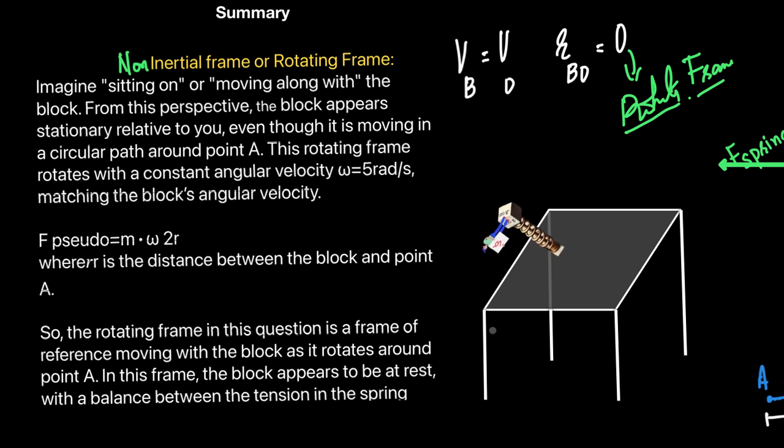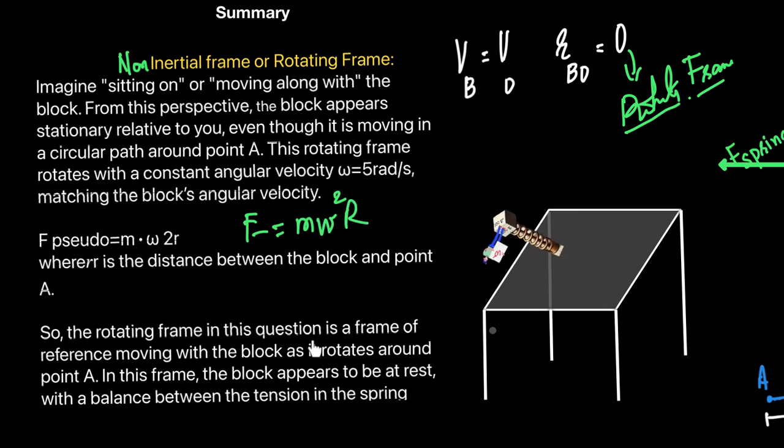Now, from this perspective, the block appears stationary relative to you. Why does it appear stationary? Because the relative velocity of the block with respect to the observer is equal to 0. This rotating frame rotates with a constant angular velocity omega, matching that of the block's angular velocity. The velocity of the block will be equal to the velocity of the observer, or of the frame. The magnitude is given by m omega, no, it is not omega into 2r. It is F equal to m omega square r, right?